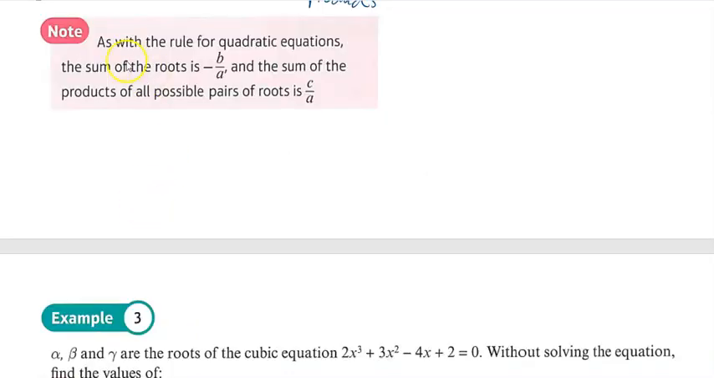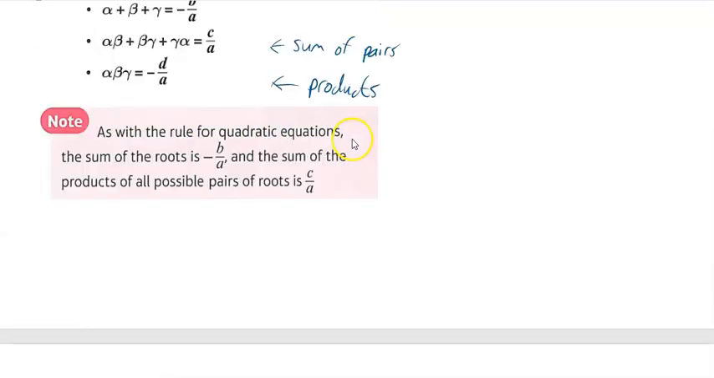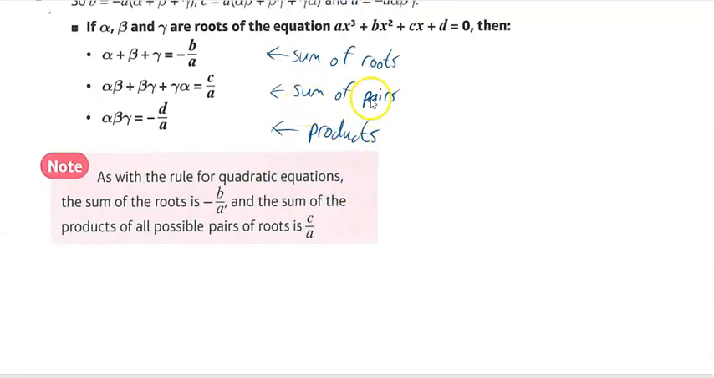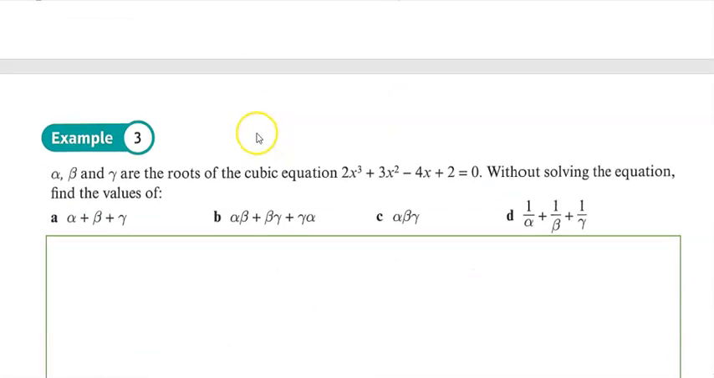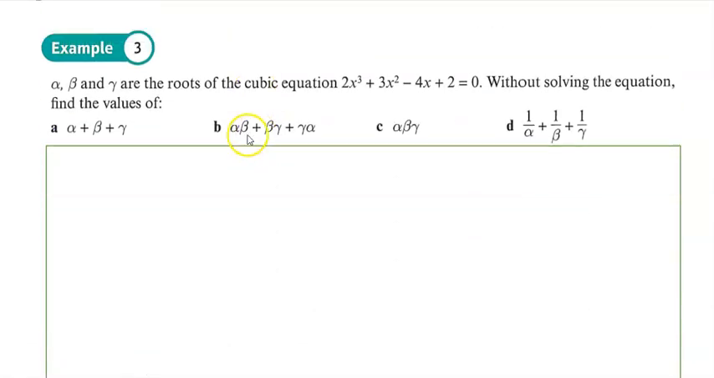Okay, their way of saying it here is, as with the rules for quadratic equations, the sum of all roots is minus b over a. The sum of the products of all possible pairs of the roots is c over a. You can see here I've just said the sum of the roots, the sum of the pairs, and then the products. So whatever way you want to say it. Okay, we're going to look at an example of how we can use this, and see it's not that difficult at all.